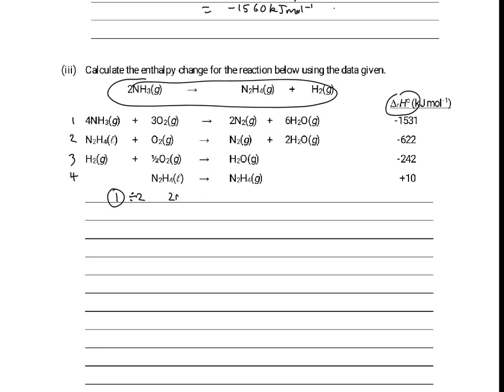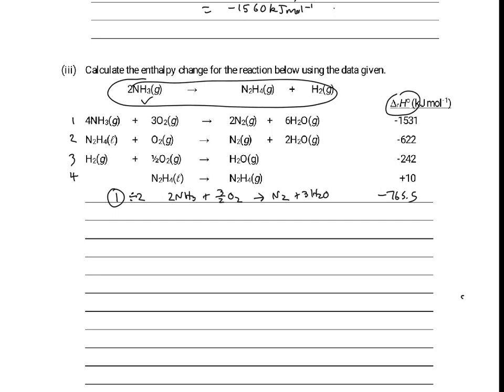So when we do that, we get 2NH3 plus 3 over 2 oxygen goes to N2 plus 3 waters. And when you half an equation, you half the enthalpy, so that goes to minus 765.5. Okay, so ammonia is done.